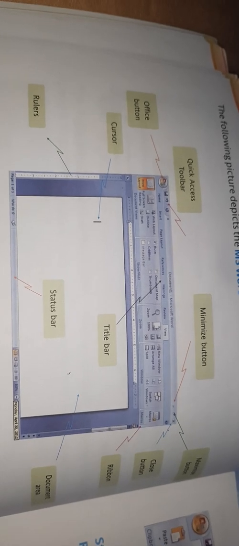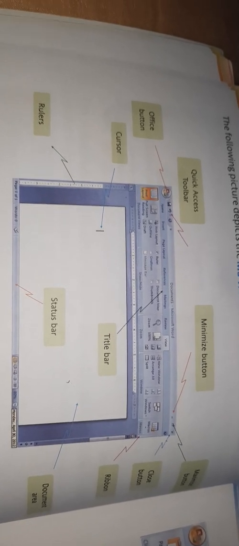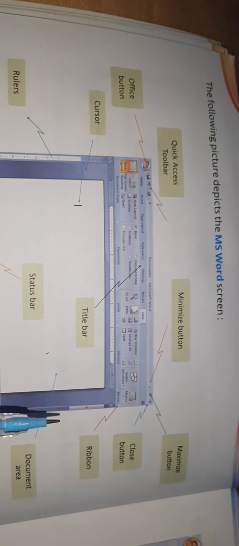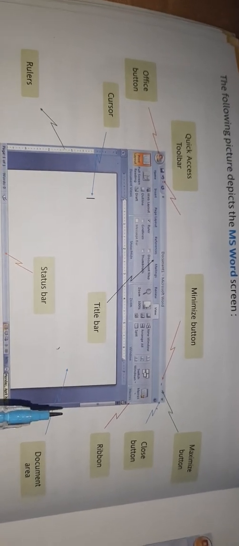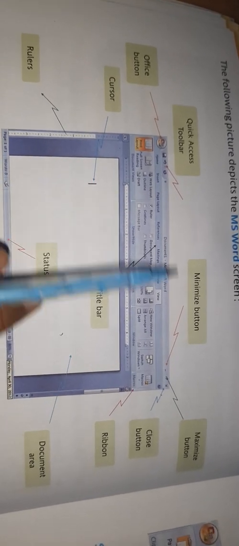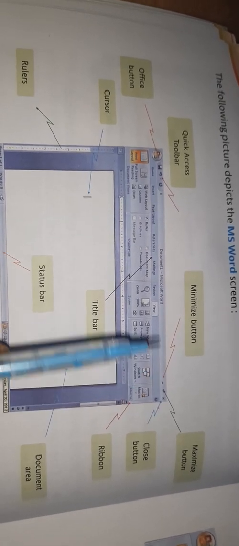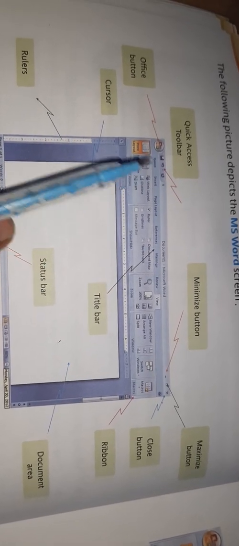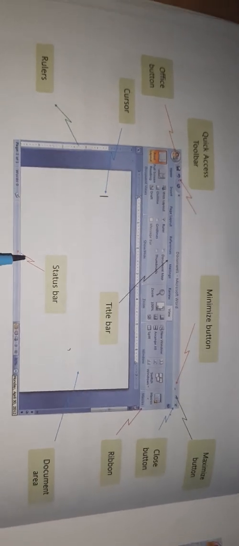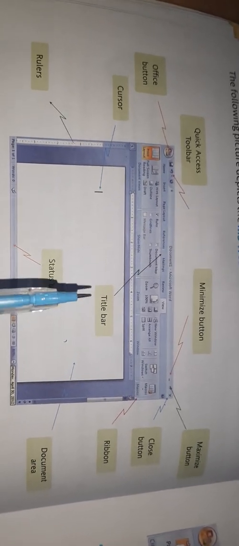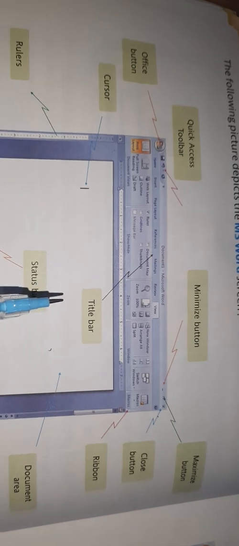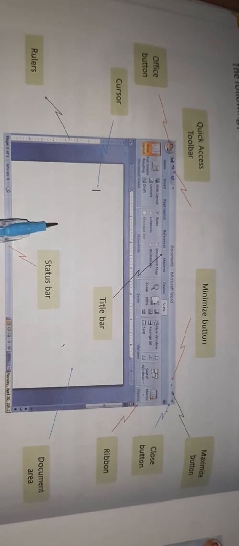Continue with the explanation, the theoretical explanation. In the last video of the previous class, I had shown you this screen. So now let's start from this screen only. Here you can see the various elements present in the welcome screen or the startup screen of MS Word.